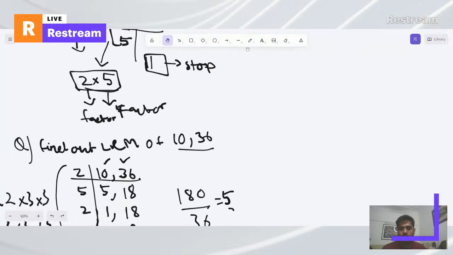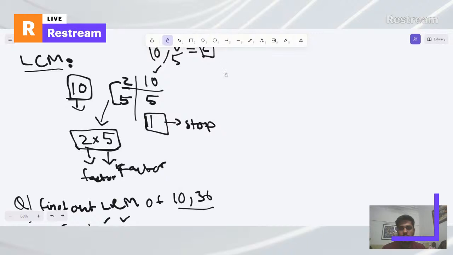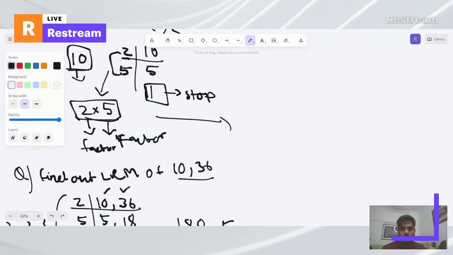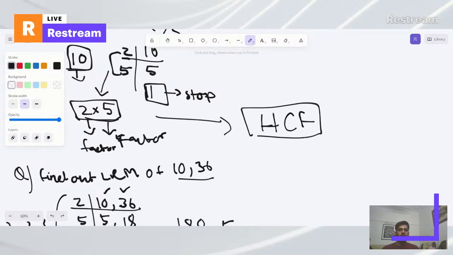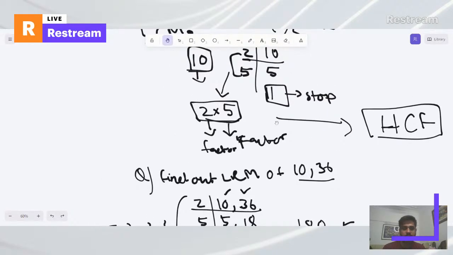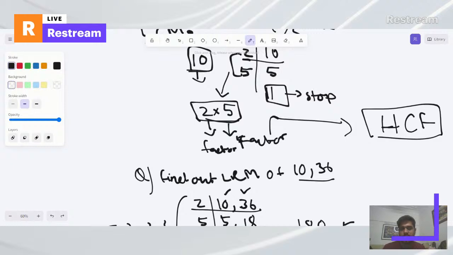All right, now what we're going to talk about is HCF. Perfect. Okay, so what's HCF? Now remember, it's not just random things. I'm deliberately deriving it from factors, right? So it has to do something with factors.